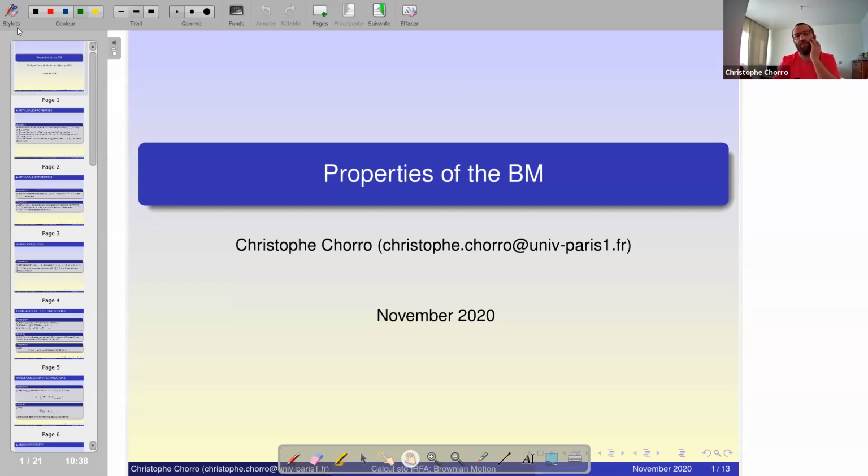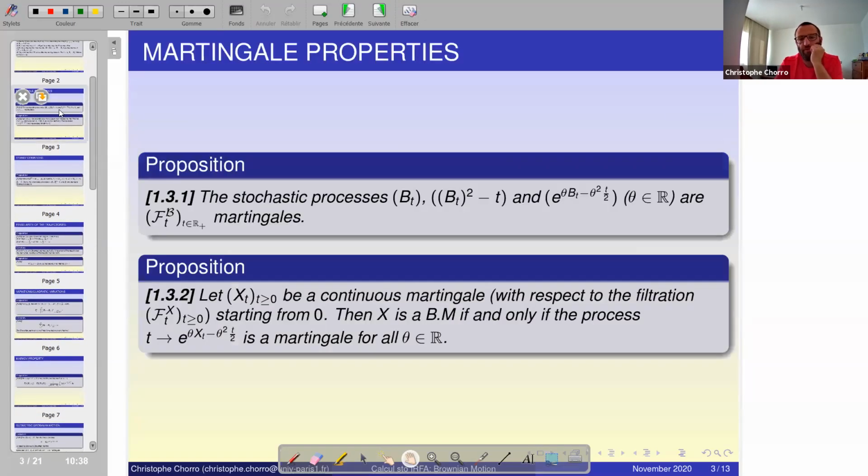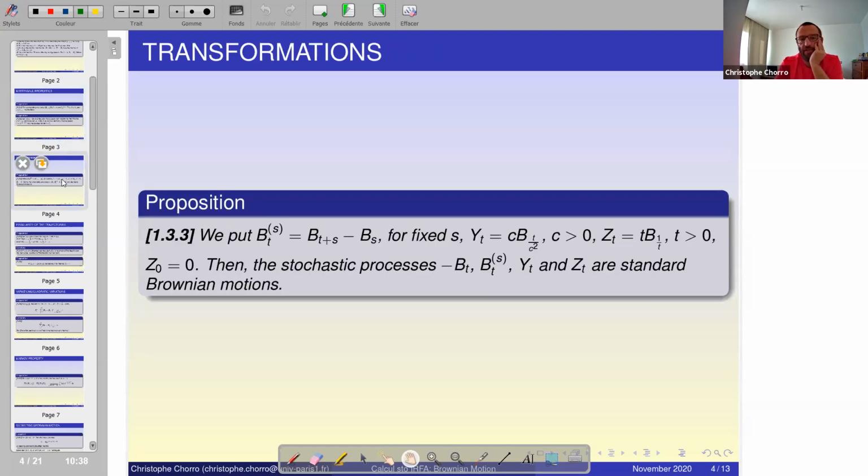During the previous session, we started to study some properties of the Brownian motion. We have seen in particular that some transforms of the Brownian motion are martingales with respect to the Brownian filtration. It was proposition 1.3.1. We have also seen that if you have a continuous martingale starting from 0, such that all these quantities here are martingales for any theta, then necessarily this martingale is the Brownian motion itself. And we have studied the fact that if I transform the Brownian trajectory in different ways, I still obtain a Brownian motion: translation, zoom, and time inversion.